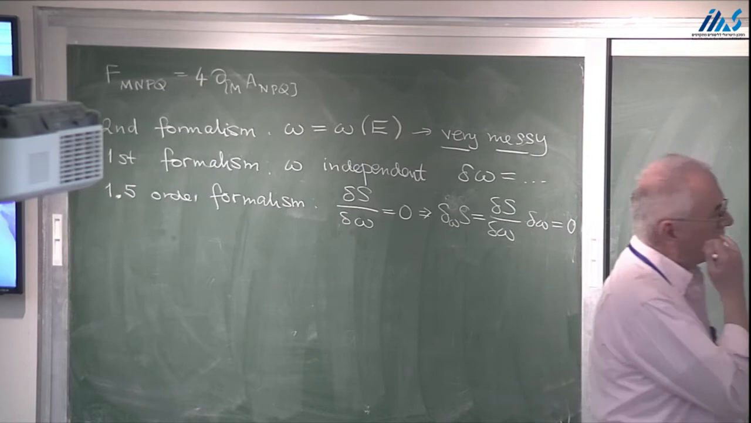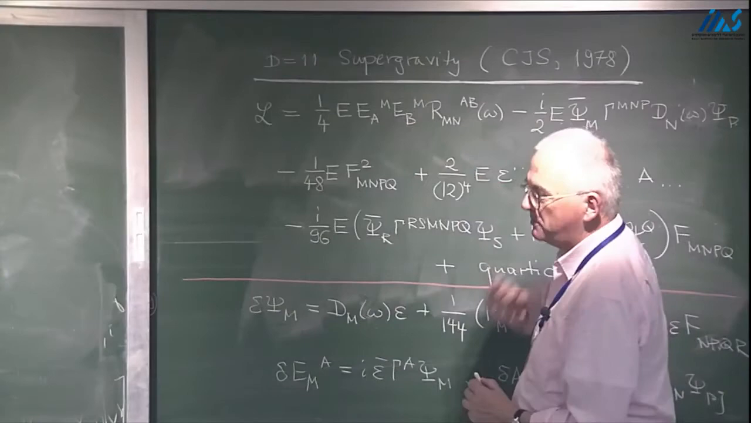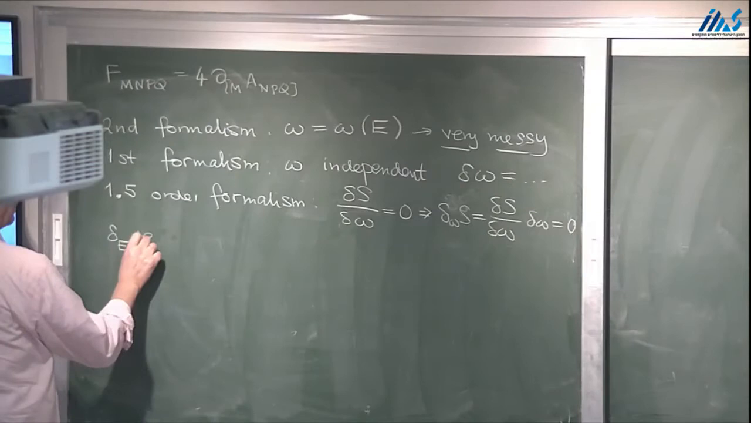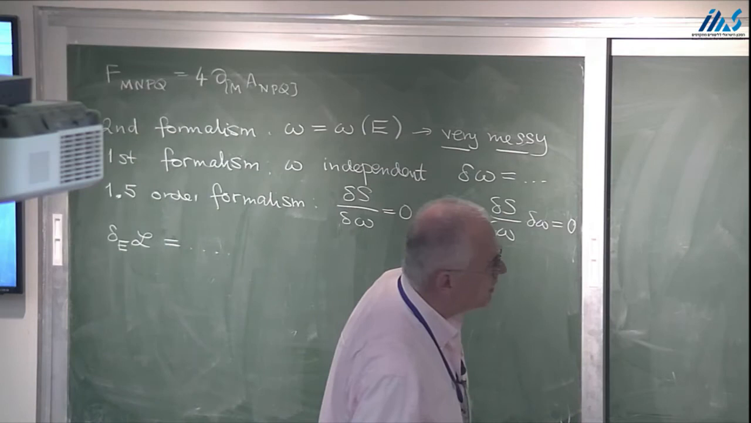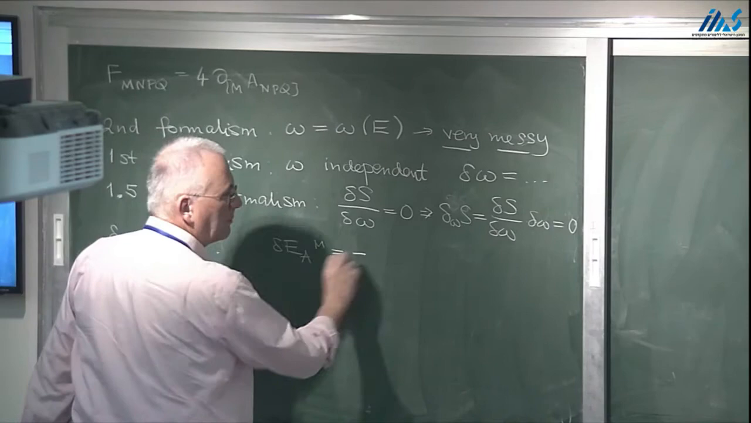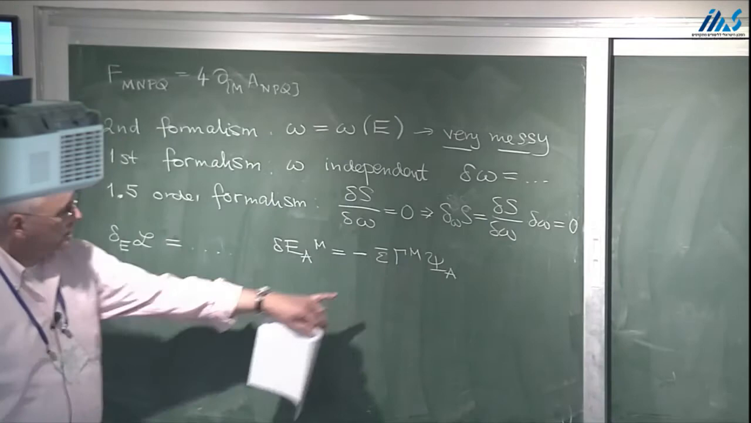So let me just give you a flavor of how to do this variation. By this 1.5 order formalism, I don't have to vary this thing, I just vary this. And this just gives the Einstein tensor. So let's just look at the variation of E. Then I have to use simple formulas like this, the basic formula. From this formula, I can derive the inverse, just the usual trick. You get a minus sign because it's the inverse. And the only thing that changes is that this world index is put on the gamma matrix and the A. And so this is to turn to the curved index. This becomes a flat index.